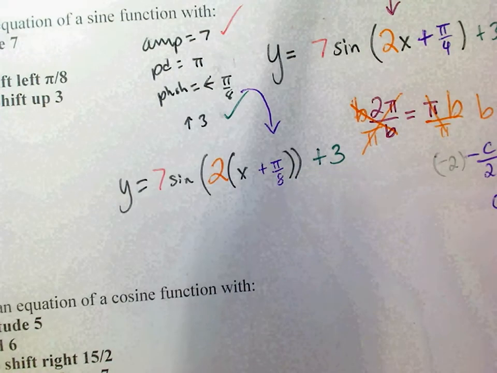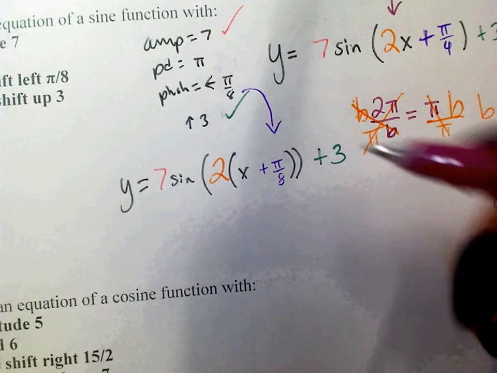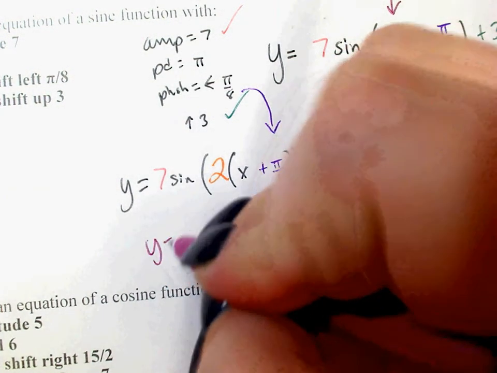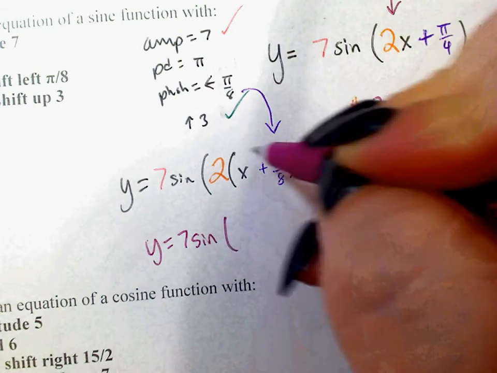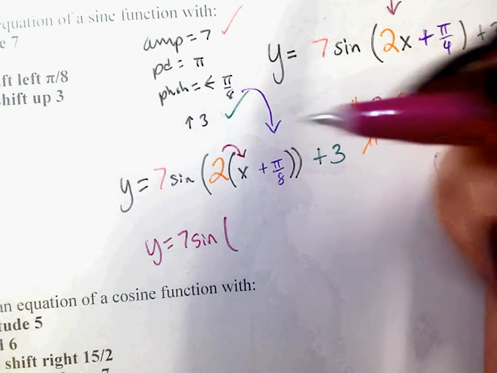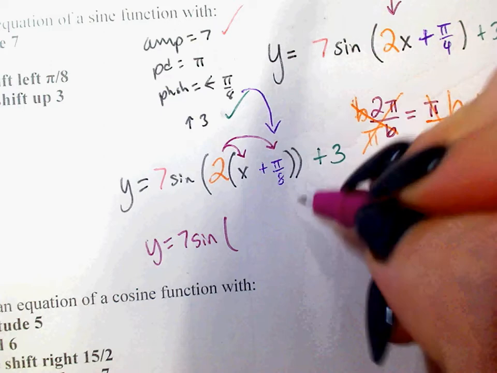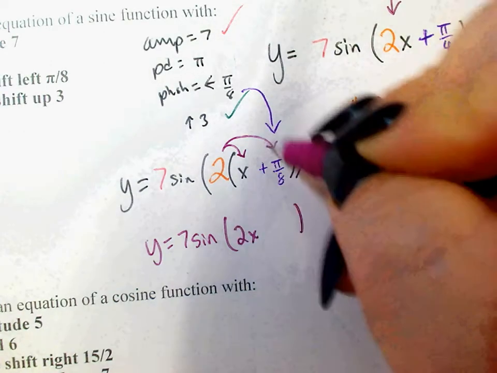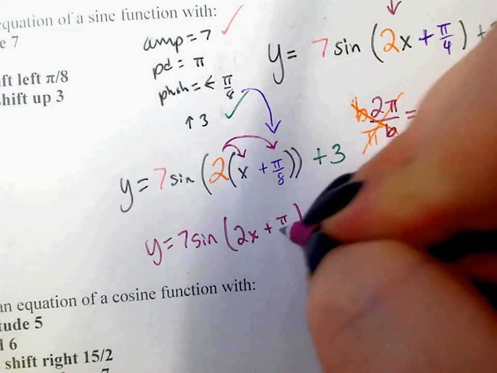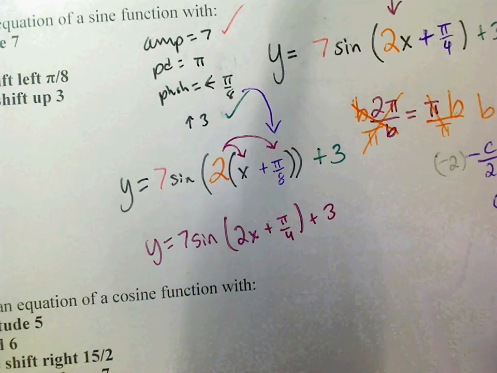What would I do to get my final answer? Yeah, the 2 is already divided out, so what you have to do is distribute it back. So it'd be 2x, and then 2 times pi over 8 is pi over 4. And there would be my final answer. Okay?